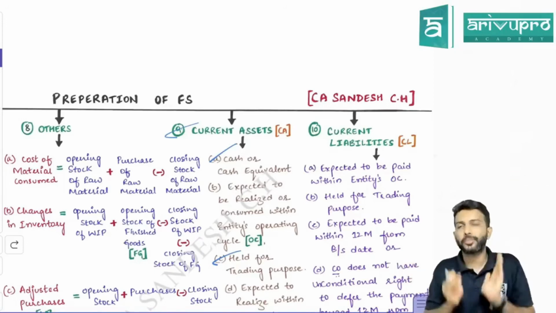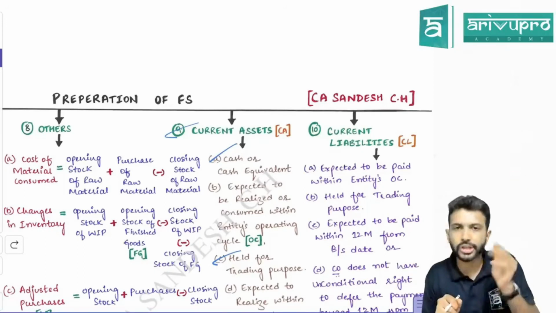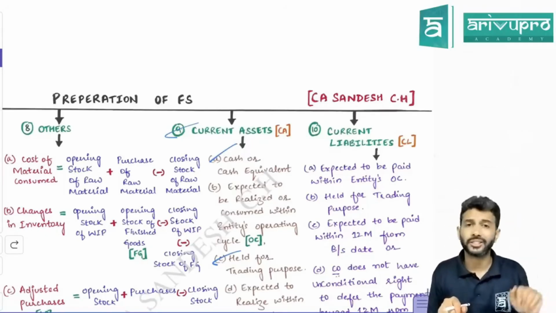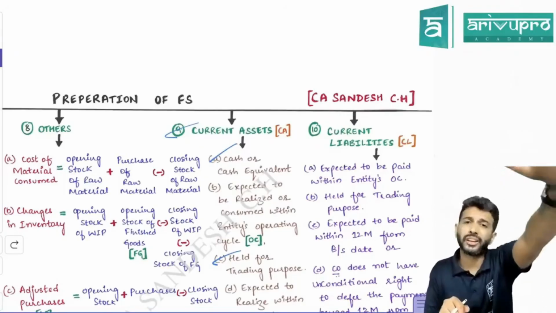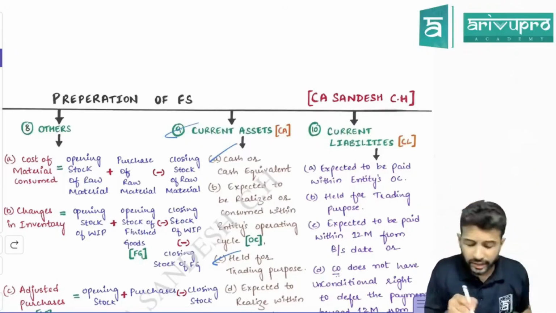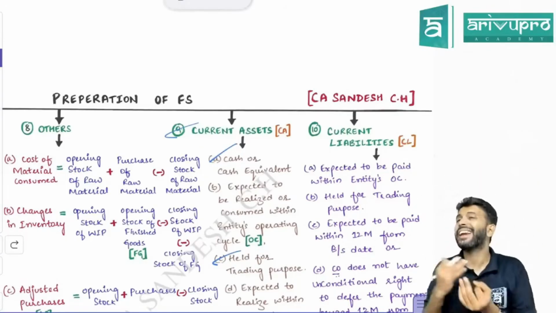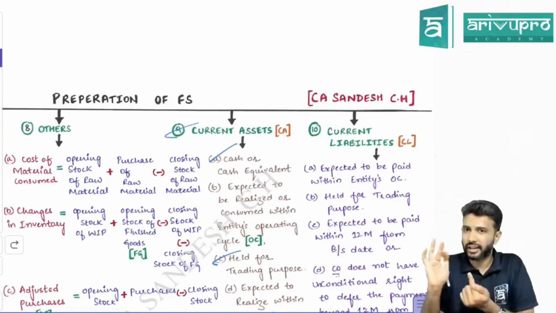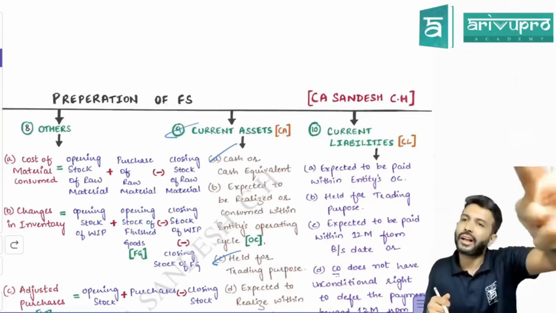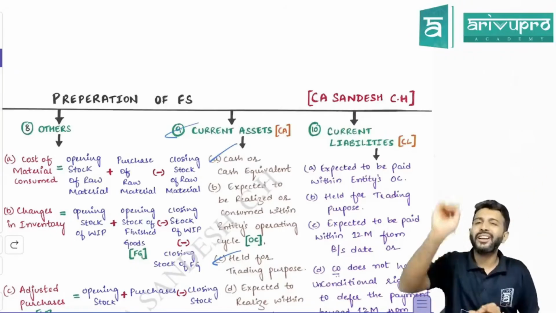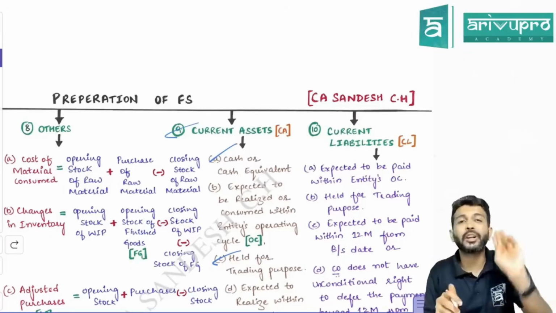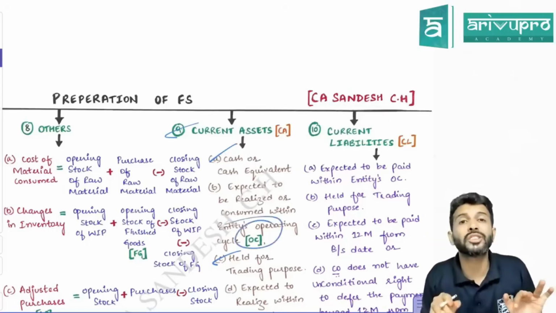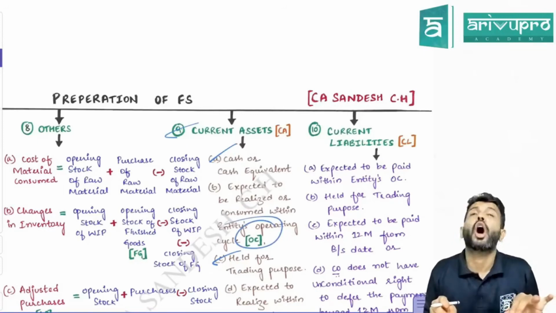For current assets, we have a specific definition which is called out in Schedule 3 of the Companies Act. One is, cash is specifically included in the definition of current assets. Second, current assets are those which are held for trading purpose. Why do you hold inventory? For the purpose of trading, buying and selling. So inventory is an example of current assets. Third, current assets are those assets which are expected to be realized within the operating cycle.